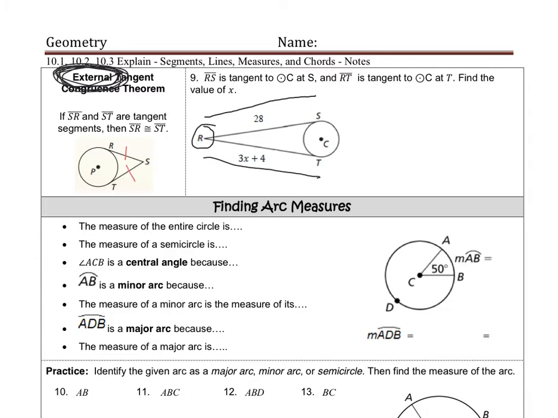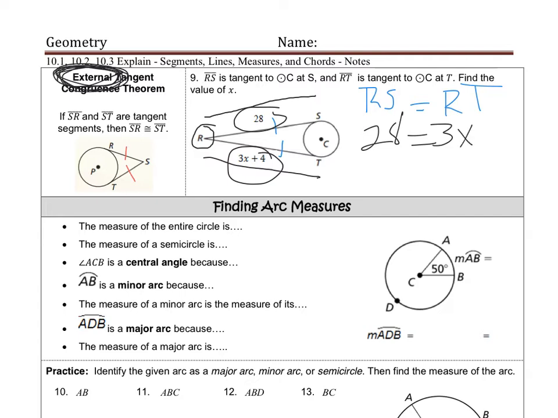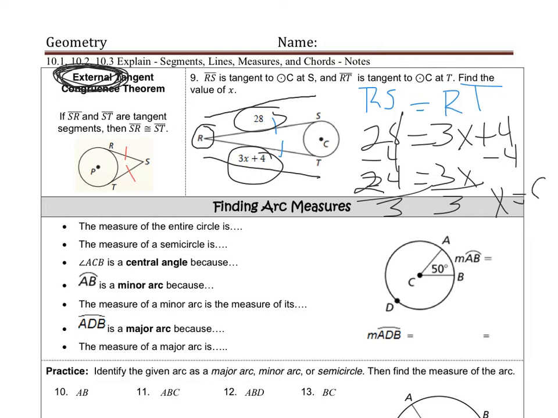Well, we have the same thing going on over here. That means RS is congruent to RT. So since RS is equal to RT, doesn't that mean that 28 has to be equal to that? So 28 equals 3x plus 4. I'm going to subtract 4. So now I have 24 equals 3x. I'll divide by 3, and you find that x equals 8. You guys remember that problem from the notes?